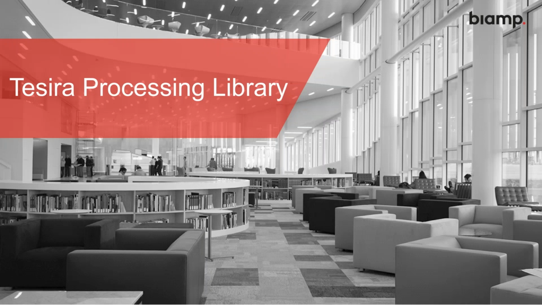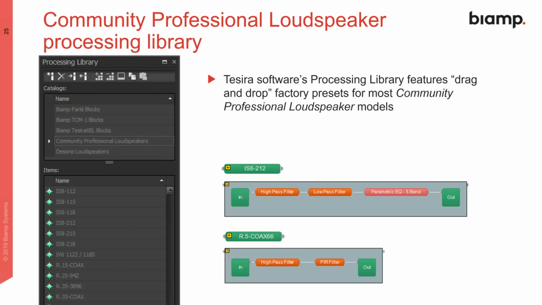All right, we'll get into the Tesira processing library now. We've done a speedy overview of the amplifier hardware and the delay EQ groups. The Tesira processing library is a really nice feature of this amp. We have a couple of options in this. We have the Community Professional loudspeaker processing library, with basically their full lineup of speakers, and you can just drag and drop processing blocks in by model, and it will put the factory presets into your Tesira program. So you don't have to go look up the data sheet and type those in. You just drag and drop, it's already in.